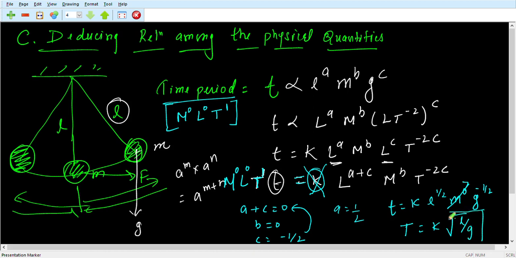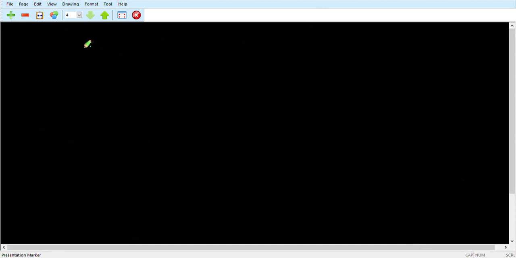So see, with the help of the dimensional formula, we have deduced the relation amongst the physical quantities. But here we have a few limitations, meaning we cannot deduce all relations by this logic, because it has some limitations.